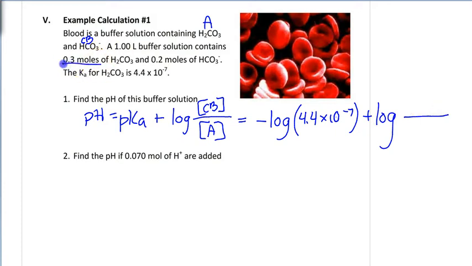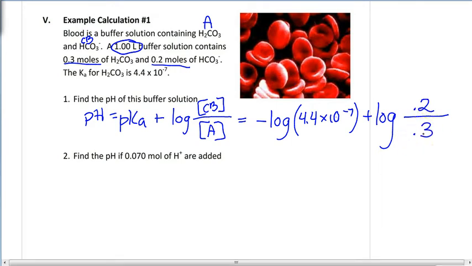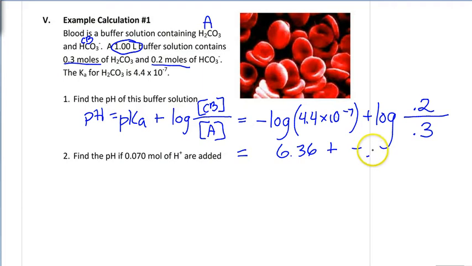Ooh, now notice that these are given in moles. We do need to convert them to molarity. Oh, but we're in luck because it's just 1 liter. So we would put molarity of the conjugate base, HCO3-, on top, and molarity of the acid, H2CO3, on bottom. And when you type that into your calculator, you should get 6.36 plus negative 0.176, which turns out to be 6.18. So this blood buffer system has a pH of 6.18, so slightly on the acidic side.